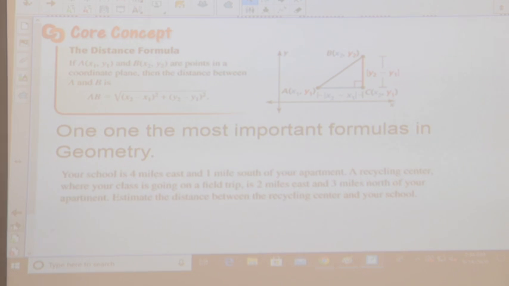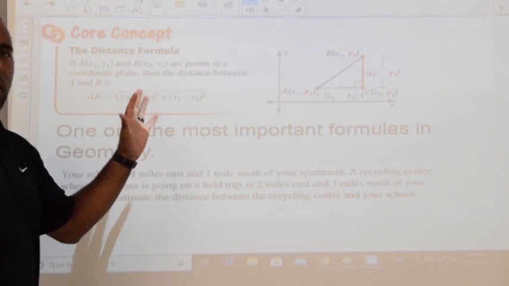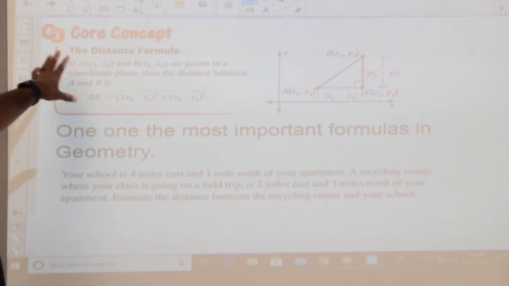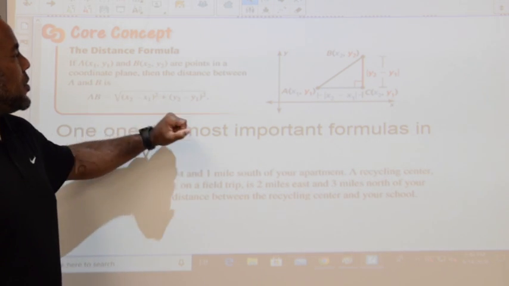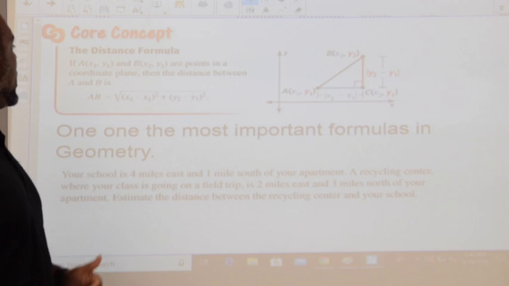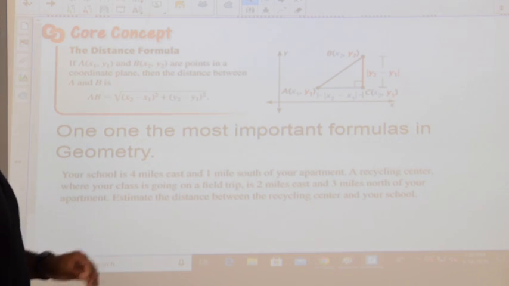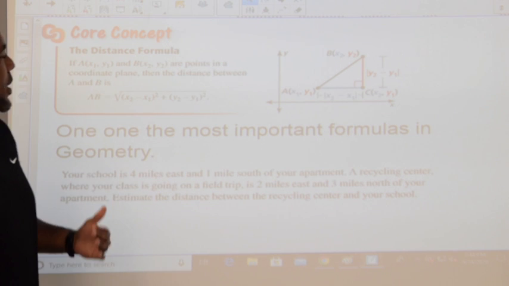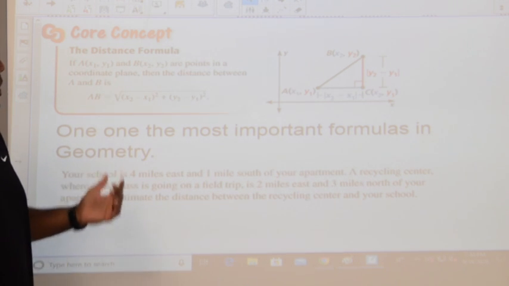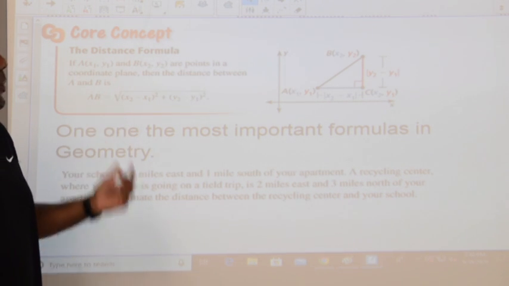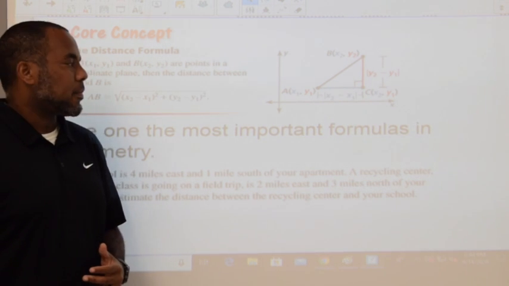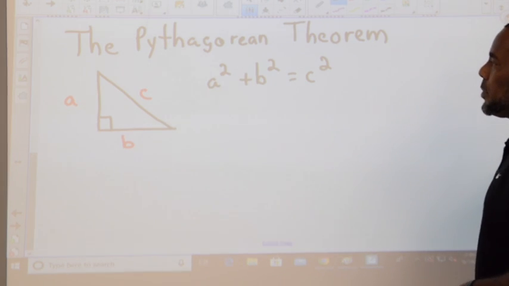I'm going to start here with the distance formula, as if you really wanted to know the formal definition. If A is at (x1, y1) and B is at (x2, y2), points in the coordinate plane, then the distance between A and B, AB, is equal to the square root of the quantity (x2 minus x1) squared plus the quantity (y2 minus y1) squared. Lo and behold, the Pythagorean theorem.